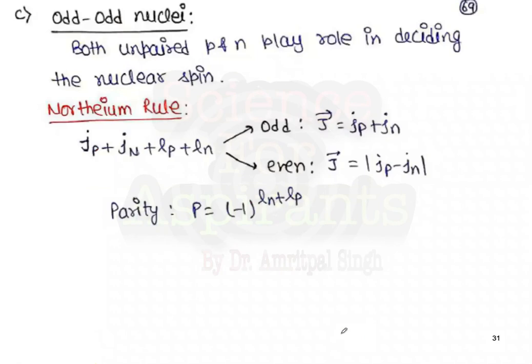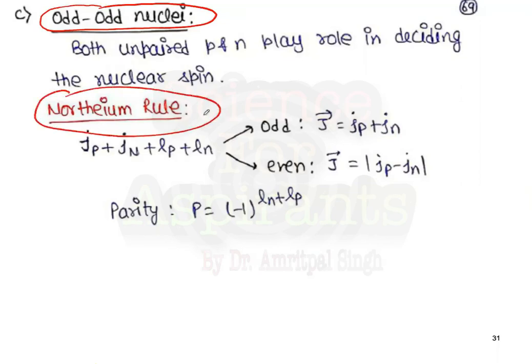The major limitation of this shell model is that it failed to explain the spin and parity of odd-odd nuclei. Later it was further explained by the Nordheim rule. If both proton and neutron numbers are odd, then you can find the spin and parity using this Nordheim rule. Now what does this Nordheim rule say? You have to sum up all these four terms.